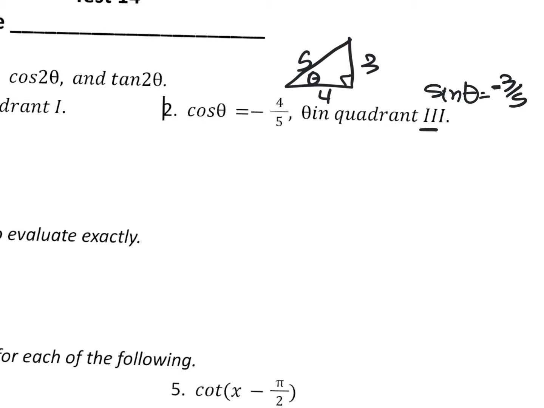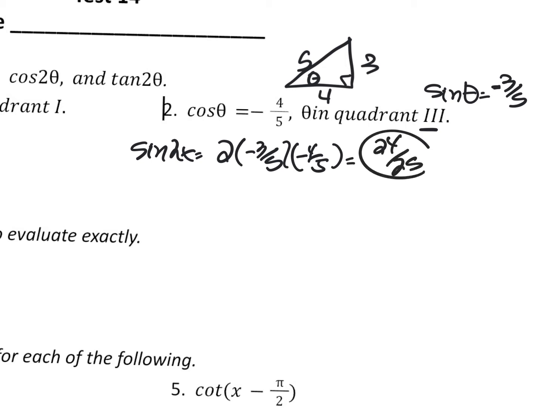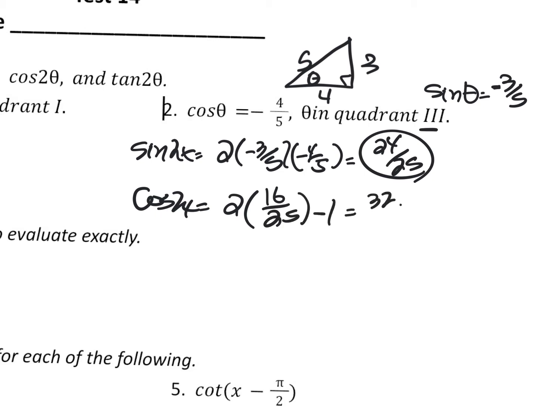Now I'm going to do the same thing I just did. If I find sine 2x, I'm going to go 2 times sine x times cosine x, and just multiply that out. That's going to be 24/25. That's my sine. Cosine 2x, do the same thing I did last time. 2 times cosine squared. If I square the 4, I get 16. Square the 5, I get 25. Minus 1, that's going to be 32/25 minus 1, which is 25/25. That gives me 7/25 for my cosine.